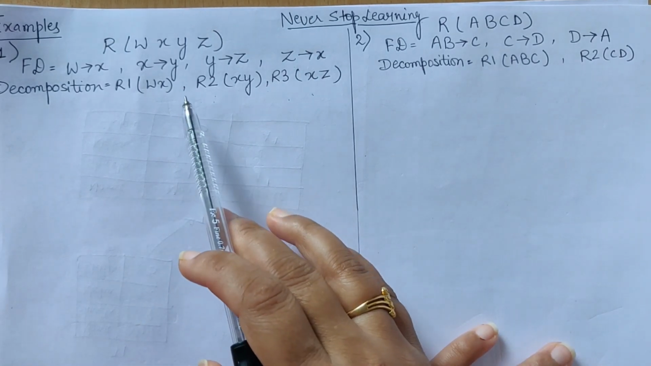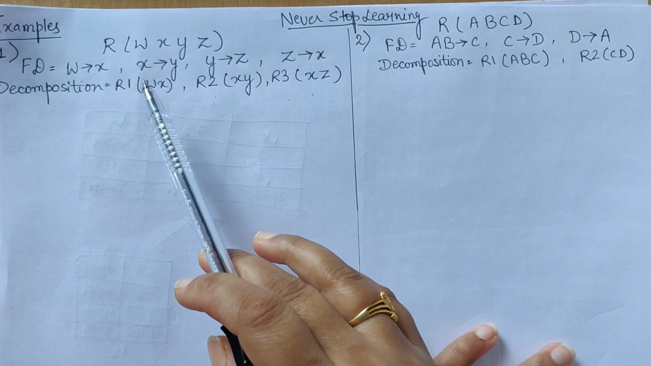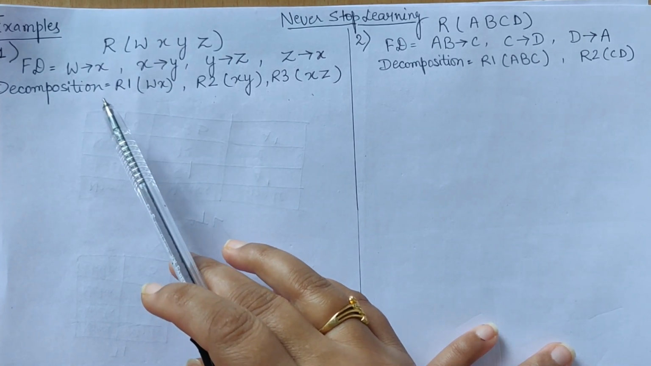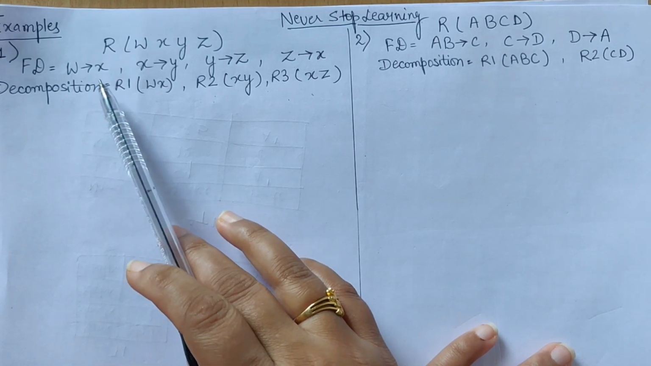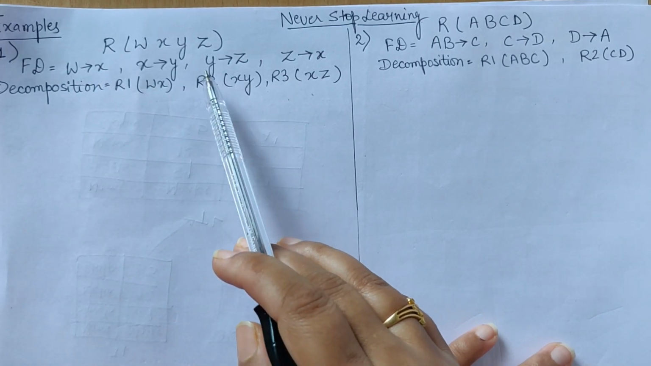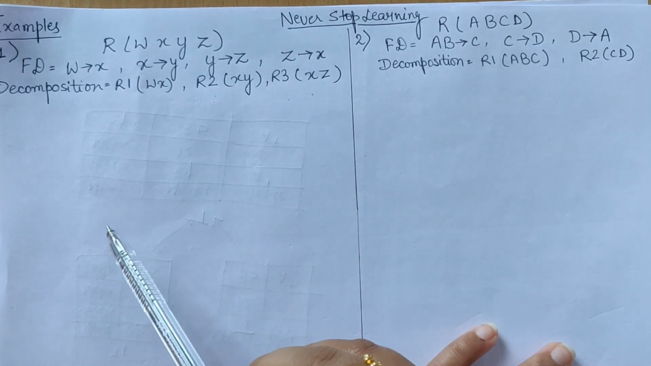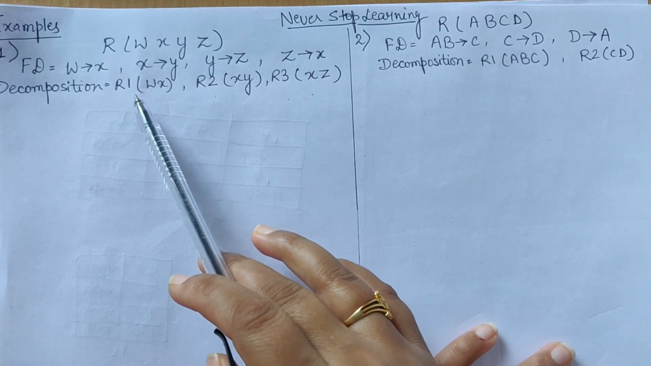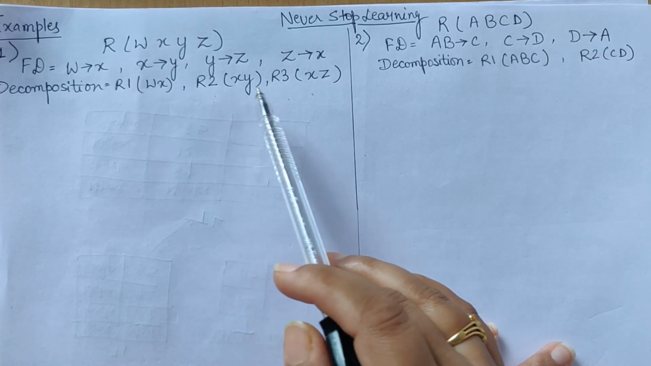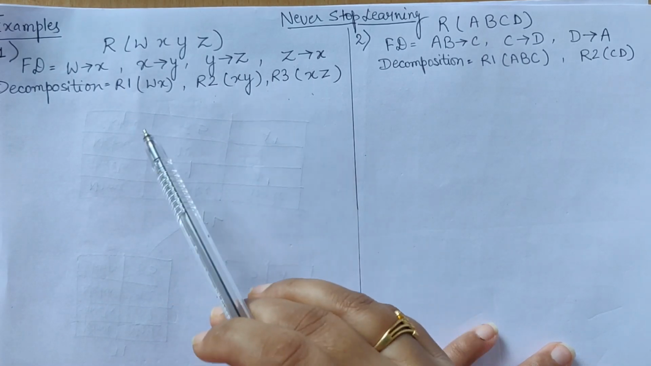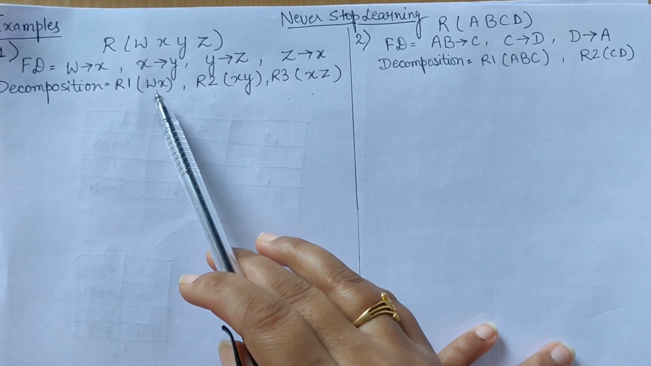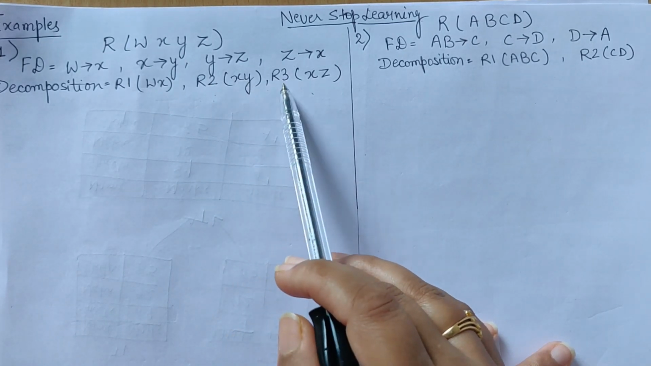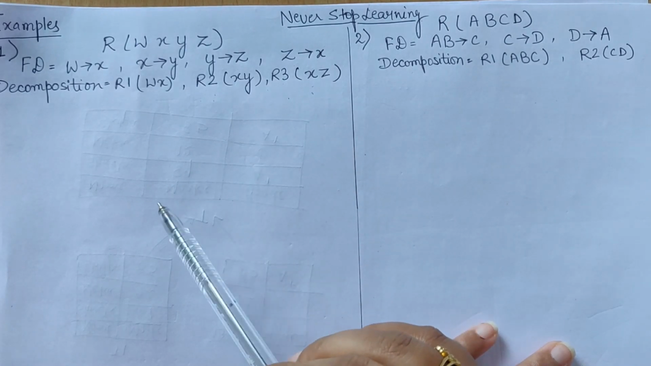So here we are having a relation R, and in this relation we are having four attributes W, X, Y and Z. The functional dependencies are as follows: W determines X, X determines Y, Y determines Z and Z determines X. When we are decomposing the table to bring it to some normal form and to reduce the redundancy, we are getting three tables, that is R1, R2 and R3. R1 is having two attributes W and X, R2 is having two attributes X and Y, and R3 is having two attributes X and Z.